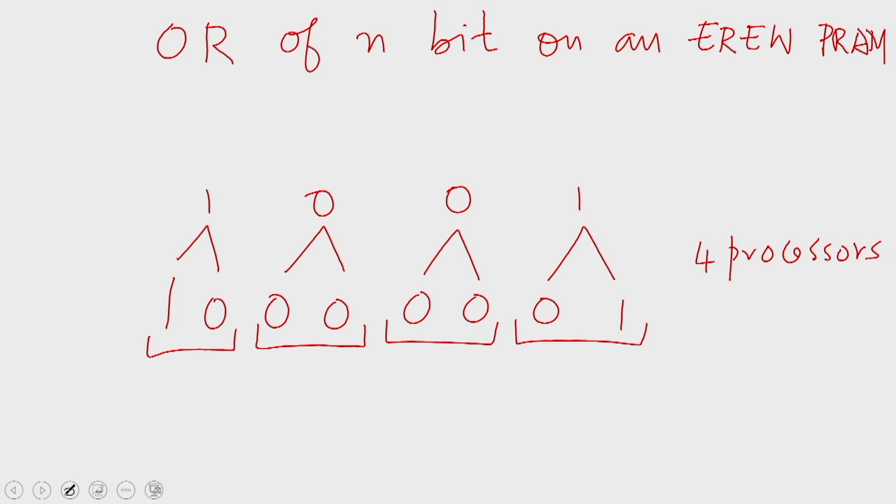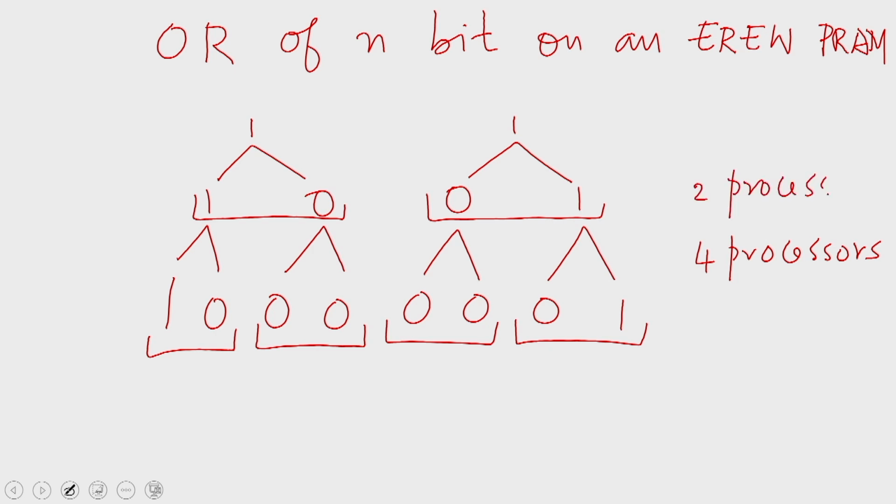Now, these bits are again paired off. This is the first odd-even pair, this is the second odd-even pair, and we depute one processor to each. The OR is found in this fashion. The problem size is now reduced to 2, but we have used 2 processors here. Now, there are only 2 remaining bits. They will form one single odd-even pair. With one single processor, I can find the OR of them in one step. So, here I have used one processor.